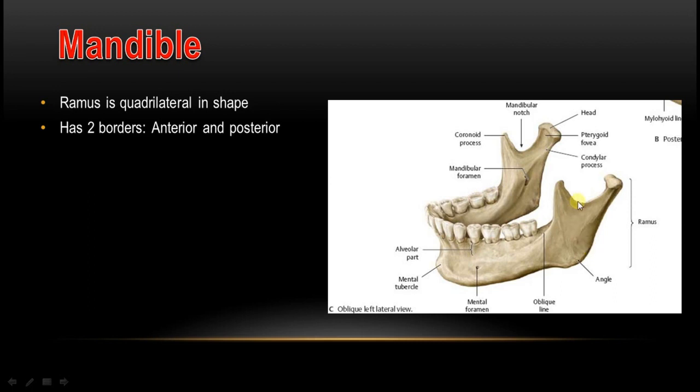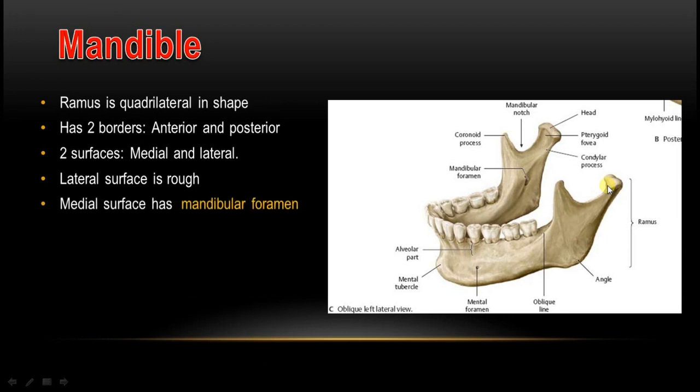Then it has got a superior border which is notched, and it is called the mandibular notch. In front of the superior border, what you see is the coronoid process. The coronoid process receives the insertion of the temporalis muscle. Then posterior part of the mandibular notch, what you see is the condyloid process. The upper surface articulates with the articular fossa forming the temporomandibular joint. Then you have a short constriction called the neck of the mandible. The neck of the mandible receives the insertion of the lateral pterygoid muscle.